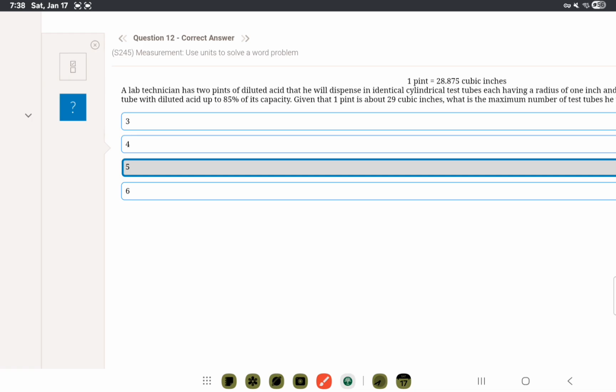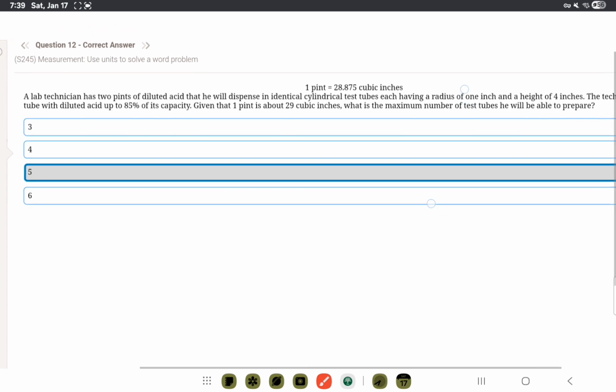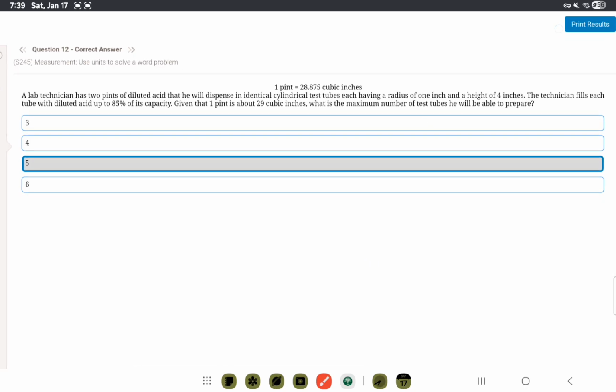Okay, nice question. Let me read the question. A lab technician has 2 pints of diluted acid that he will disperse in identical cylindrical test tubes, each having a radius of 1 and a height of 4 inches. The technician fills each tube up with diluted acid up to 85% of its capacity. Just read the rest yourself, guys.